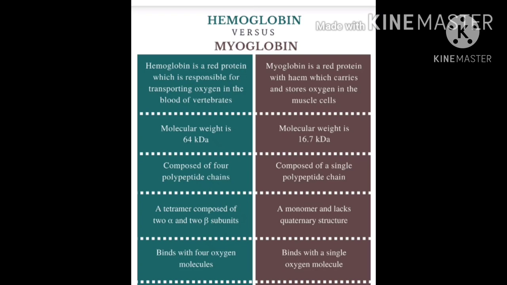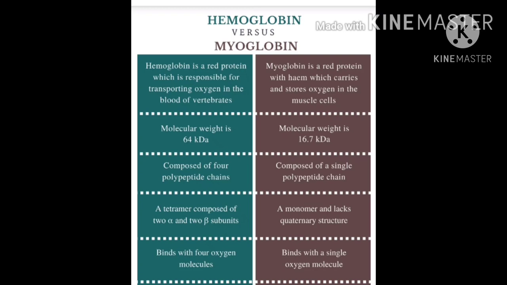Now let us look at the difference between hemoglobin and myoglobin. Hemoglobin is a red protein responsible for transporting oxygen in the blood of vertebrates, whereas myoglobin is a red protein with heme which carries and stores oxygen in the muscle. The molecular weight of hemoglobin is 64 kilodalton, and that of myoglobin is 16.7 kilodalton. Hemoglobin is composed of 4 polypeptide chains, whereas myoglobin is composed of a single polypeptide chain.